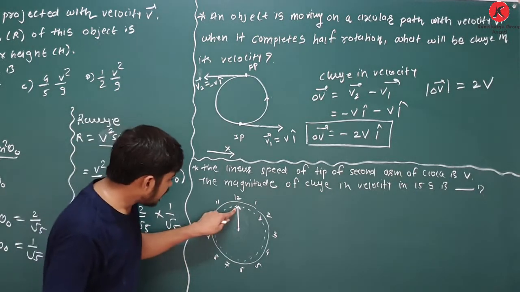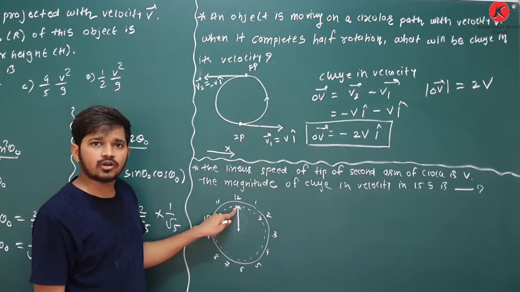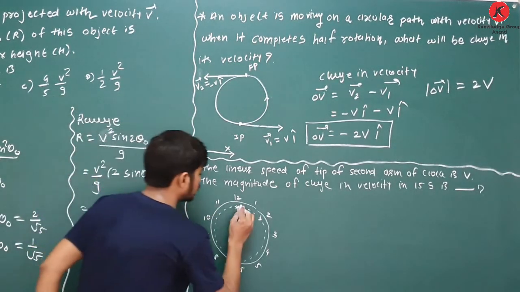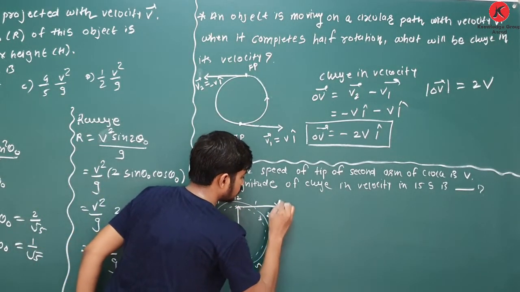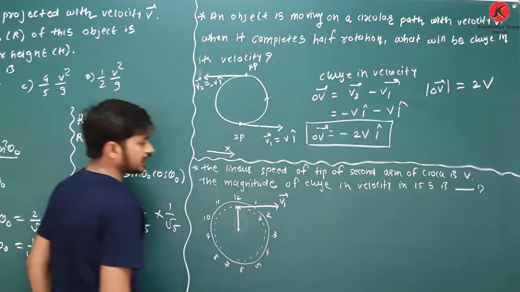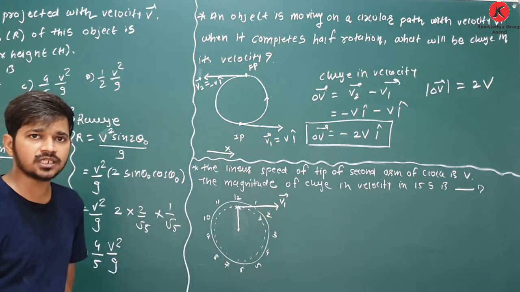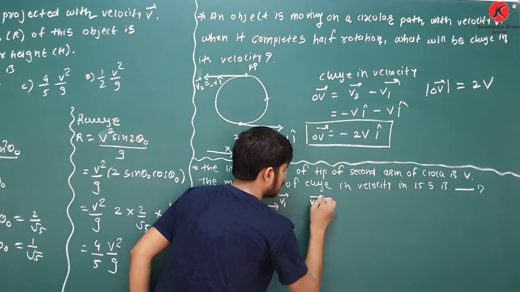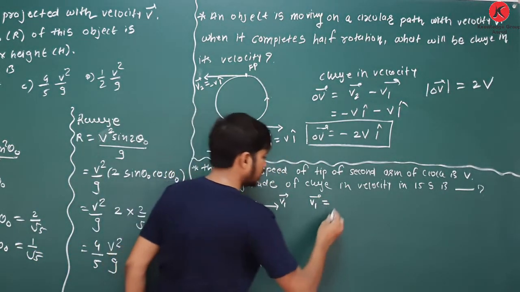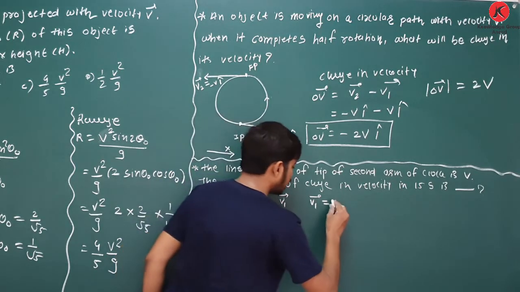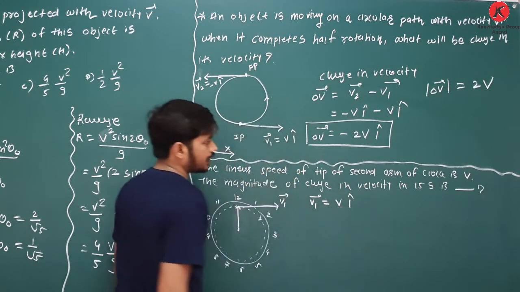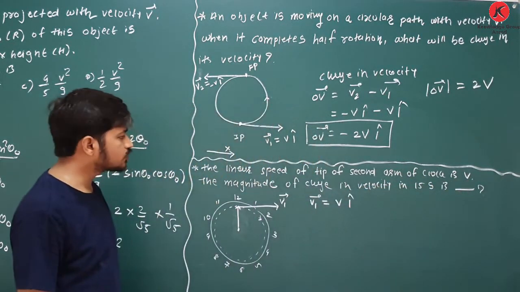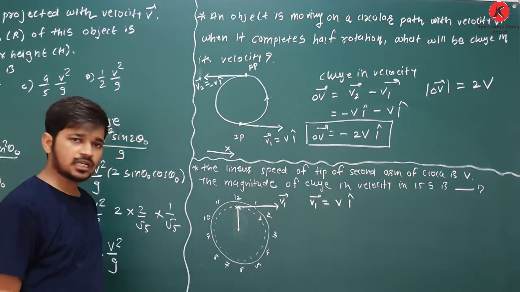So if initially it is at 12 o'clock, at this point, then what is its direction? Its direction is in the direction of the tangent. So it is V1. Clear about this? Then how to write V1? I can write V1 is equal to V i cap, because the linear speed means magnitude. It is V and it is in the x direction.